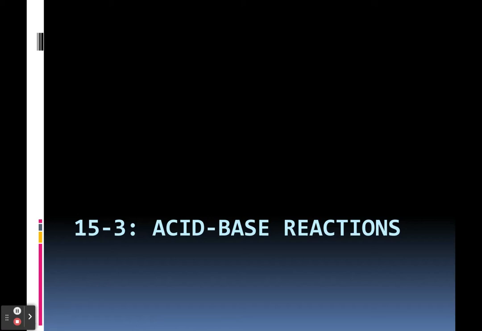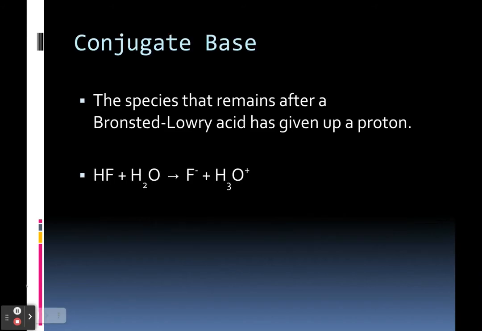In 15.3, we're looking at acid-base reactions. So first, we're going to look at what's called a conjugate base. This is the species or product that's left after a Bronsted-Lowry acid has given up its proton. So here we can see HF is our acid. When the proton or the hydrogen ion is removed, what's left is the F negative. So that would be the conjugate base to the HF, or hydrofluoric acid.